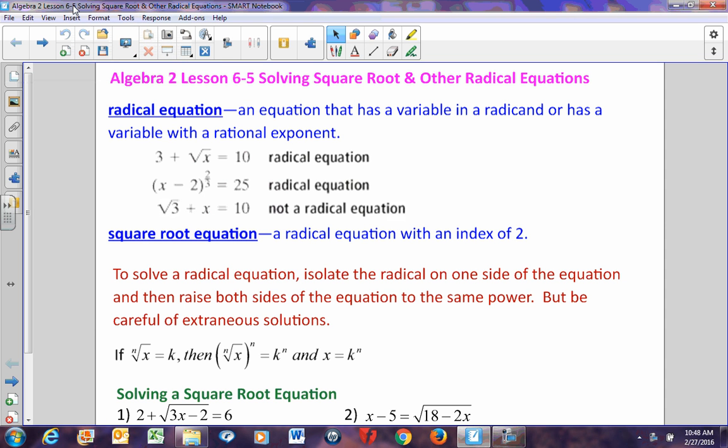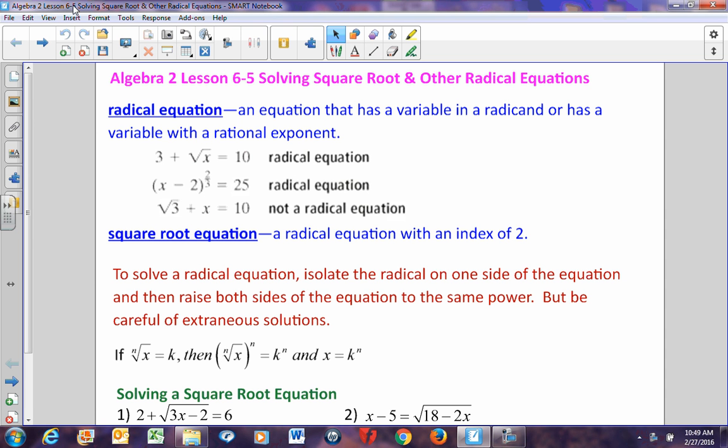Algebra 2, Lesson 6-5, Solving Square Root and Other Radical Equations. A radical equation is an equation that has a variable in the radicand or has a variable with a rational exponent. I've given you 3 examples here.